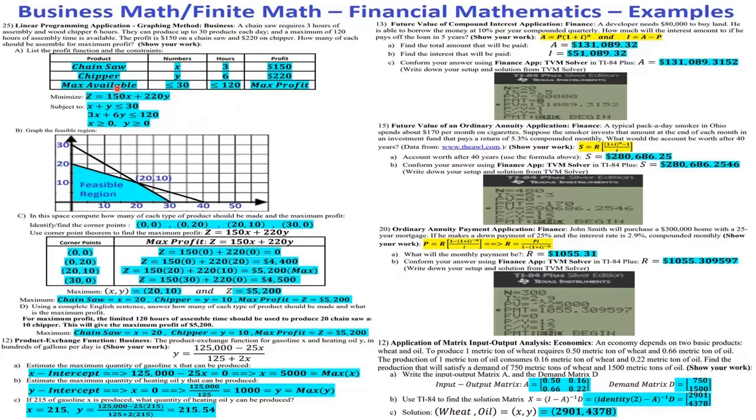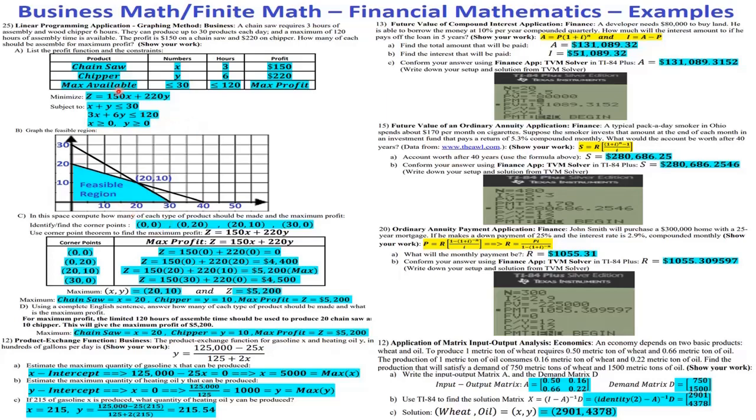Then we are trying to maximize this profit. The maximum available is 330. The numbers are less or equal to 30 and the hours are 120 or less. So that is: maximize z equals 150x plus 220y, subject to the constraints x plus y less or equal to 30, and 3x plus 6y less or equal to 120. Then, of course, x and y are greater than 0.